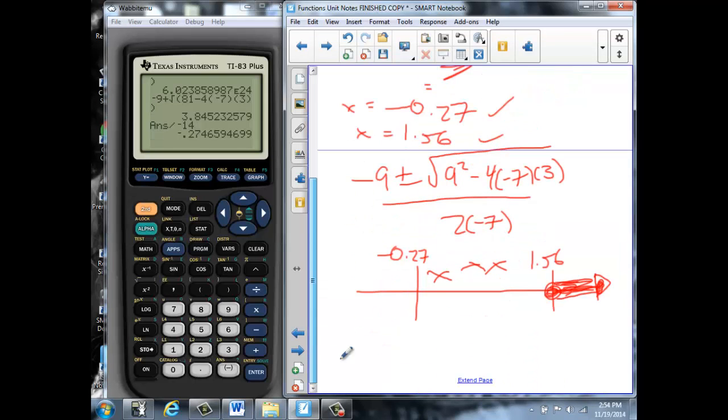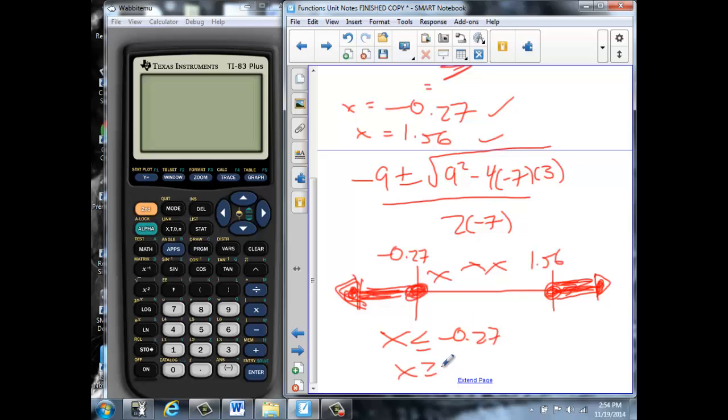So last thing then, go back down here and say that you can include this number, by the way, and every number smaller than it works. So if I were asking you the domain, you'd say this: x has to be less than or equal to negative 0.27, and x has to be greater than or equal to 1.56. So those are where your answers are, and there's a lot of answers then.